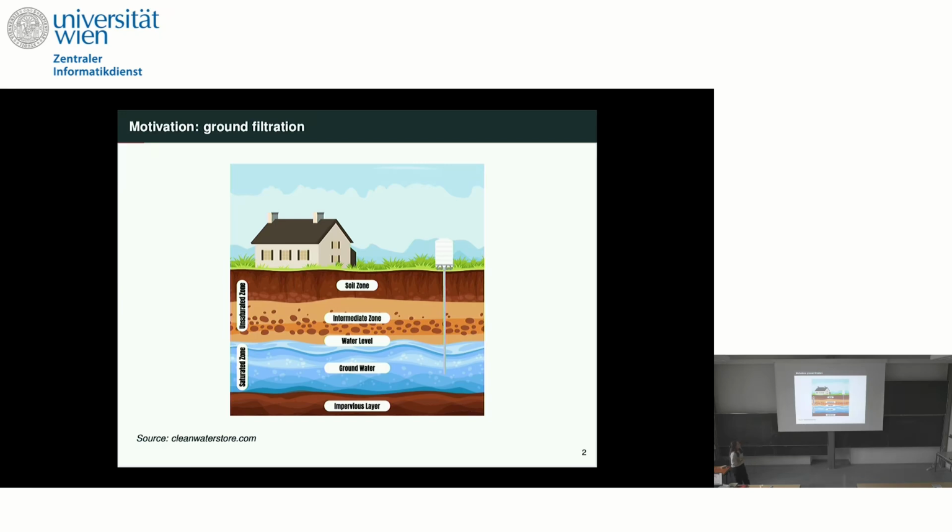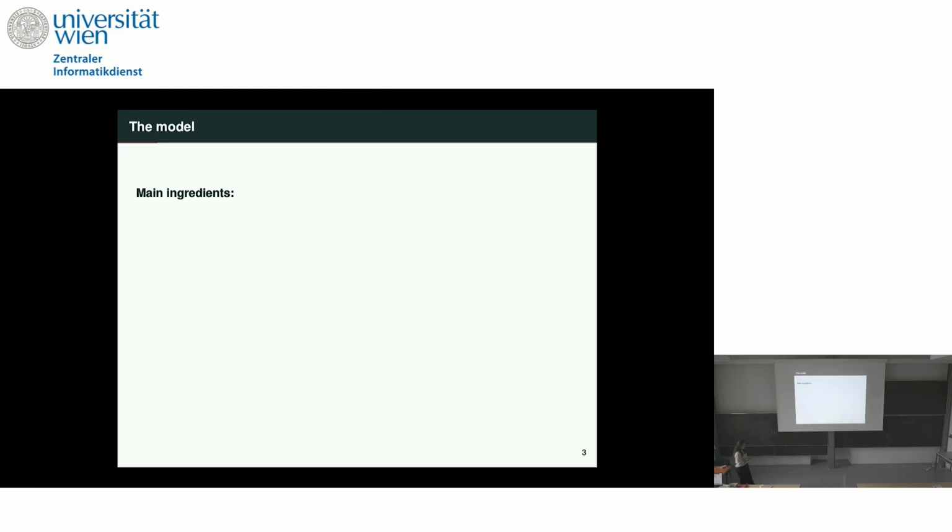And so we want to keep track of the water level, because we're interested in not running out of water. We want to always have water here in this system. Okay, so this is sort of the application. Now, what is the actual model? So there are two main ingredients here.